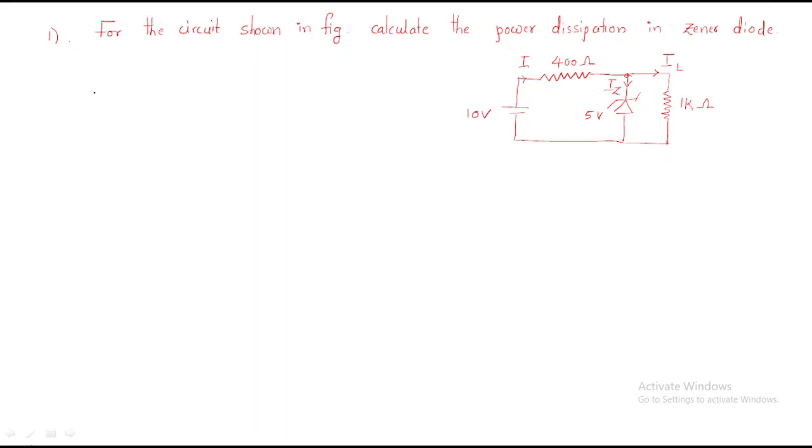Hello students, let's do some problems regarding diode circuits. The first problem is, for the circuit shown in the figure, calculate the power dissipation in the GNR diode. Look here, this is the GNR diode, and you want to find out the power dissipation, right?